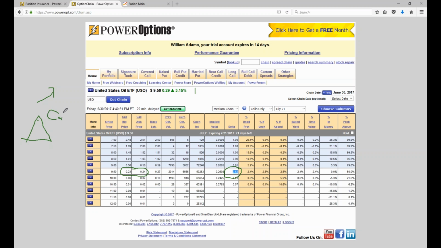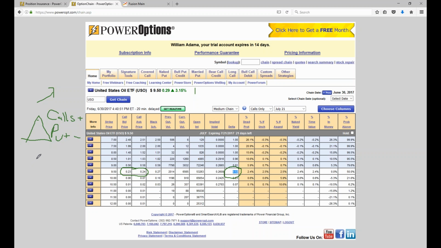Calls have a positive delta because they gain in value as the stock moves up. A put option, which we just described and talked about for insuring the position, has a negative delta. It means they lose money when the stock goes up, but they gain money, I'm sorry, when the stock goes down. All right? Okay, so what does this mean?